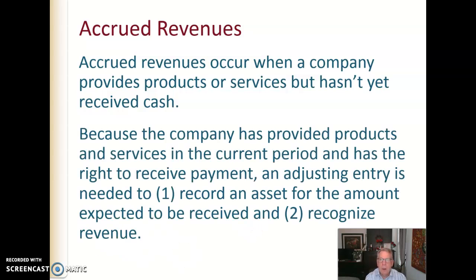So, because the company has provided these products and services in the current period, it has a right to receive payment. And an adjusting entry is necessary. So we're going to record an asset for the amount expected to be received, then recognize the revenue.